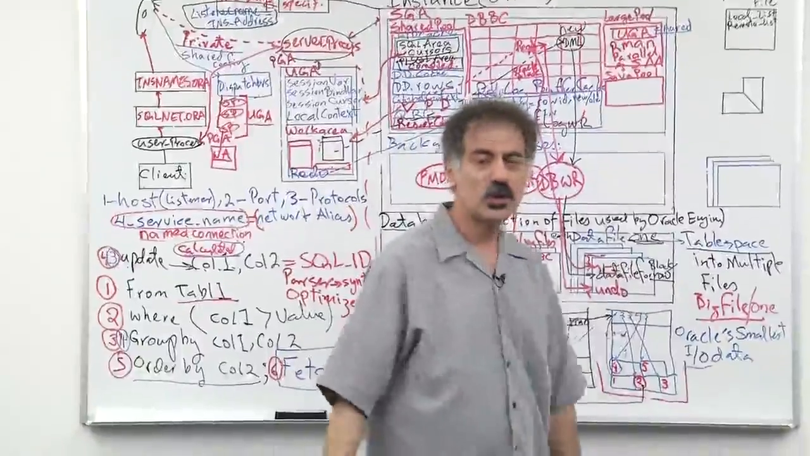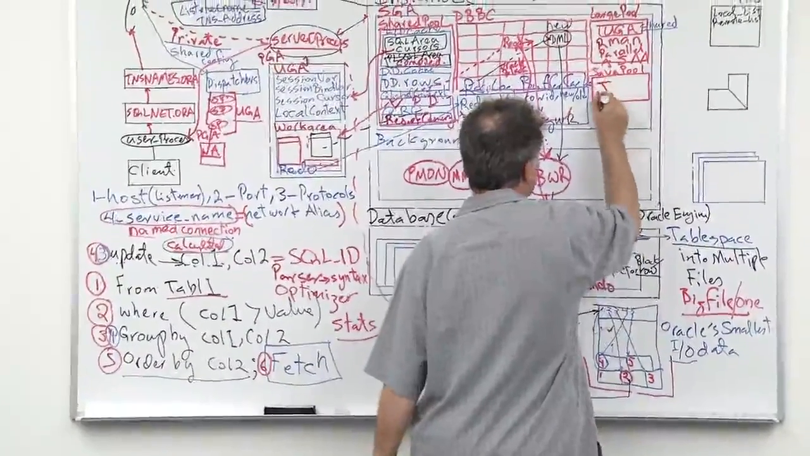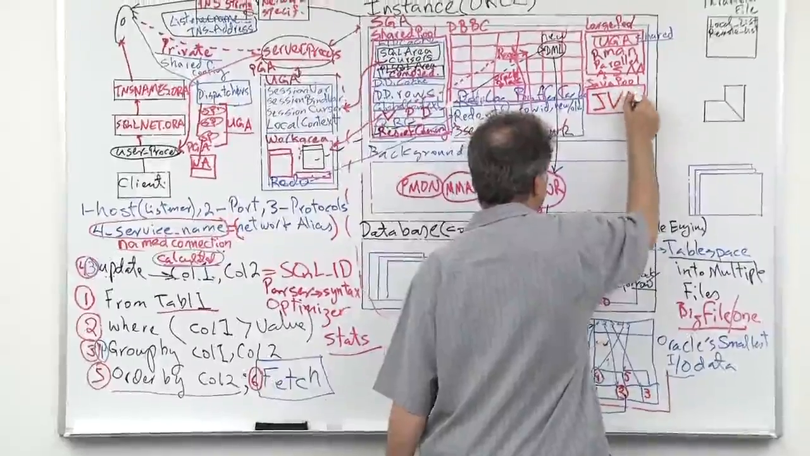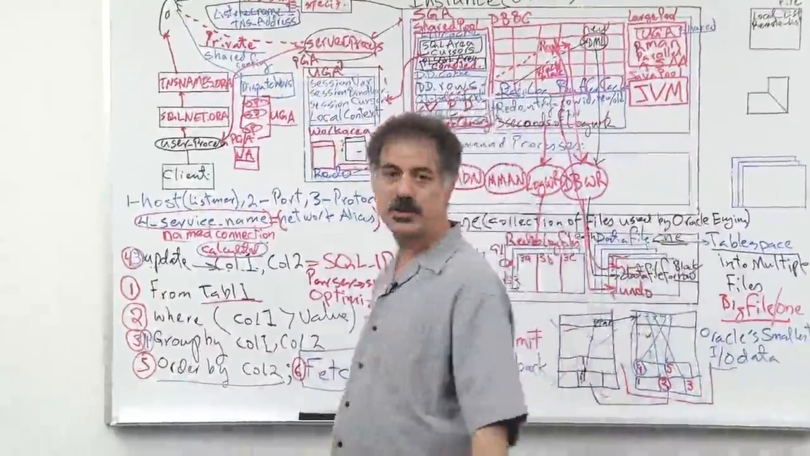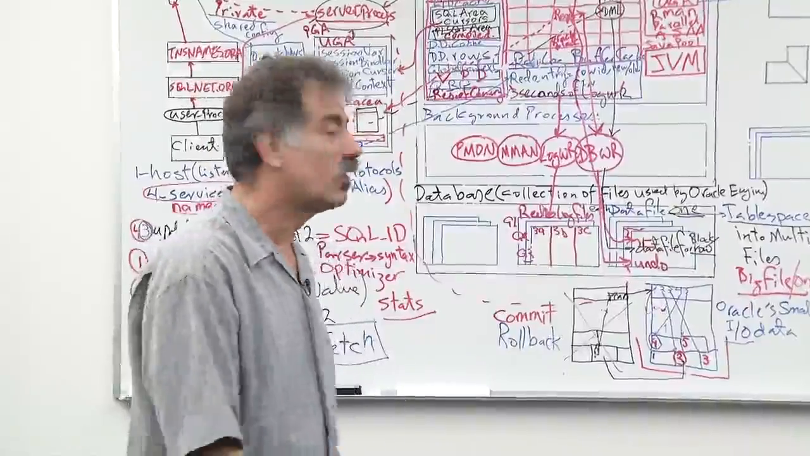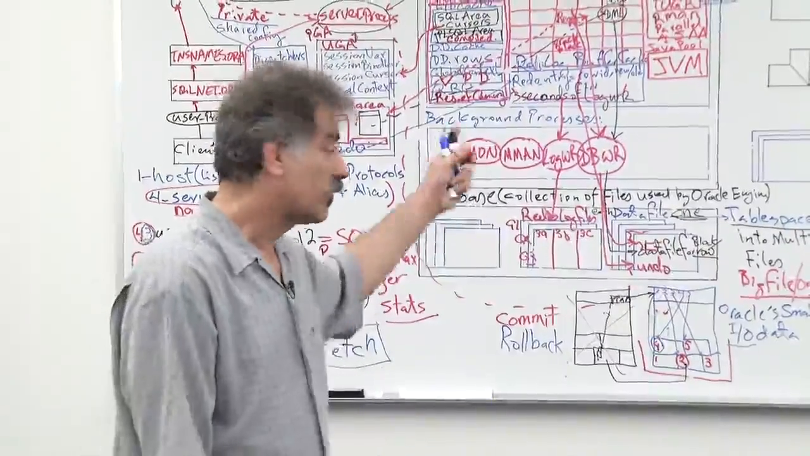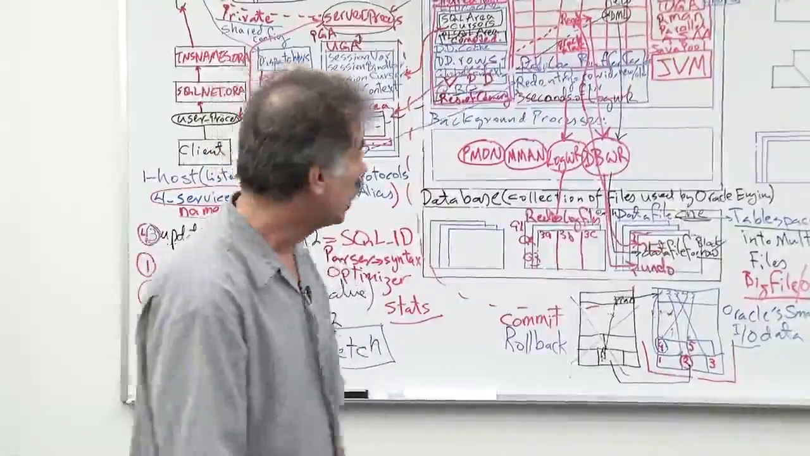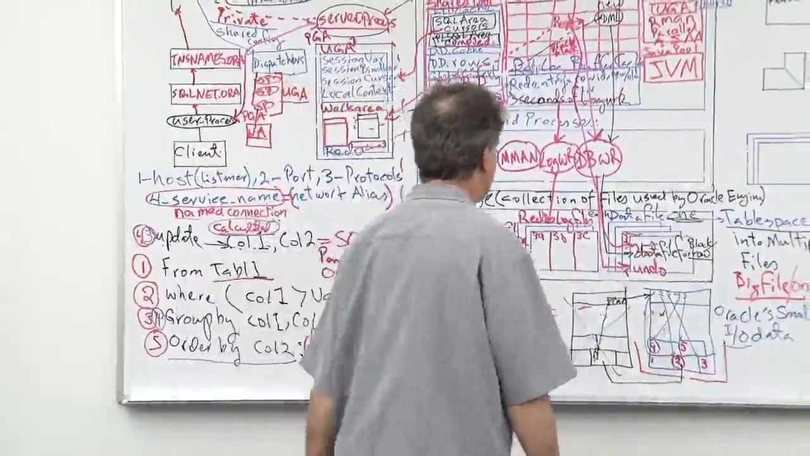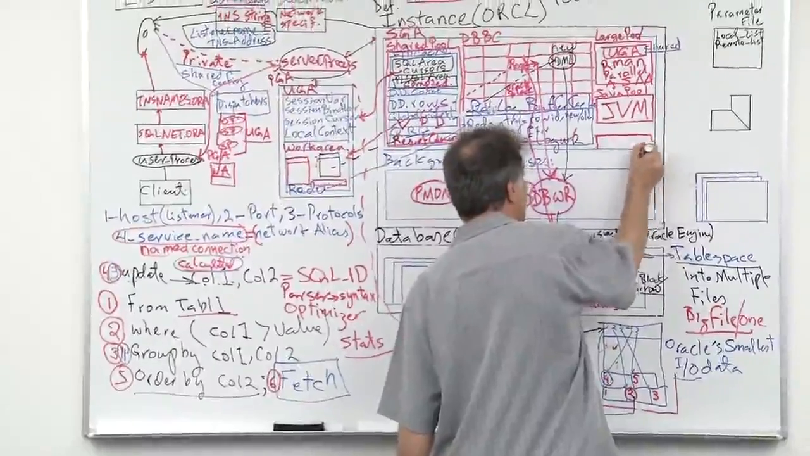Okay, now what is a Java pool? Java pool is used for the Java virtual machine. Oracle database understands Java, and you can create Java objects and use these Java objects for better application management. Therefore, we need to have JVMs to be able to use Java.